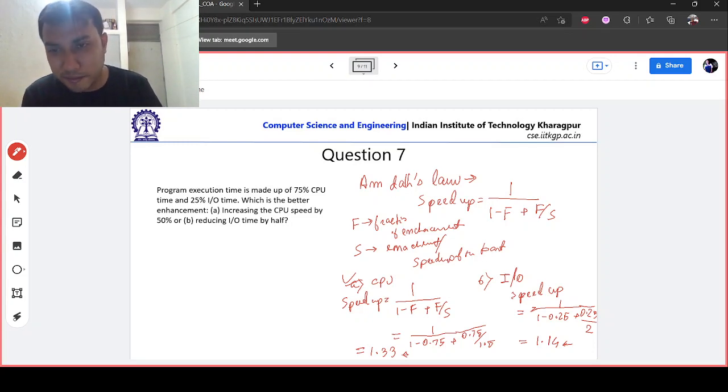So in this case, the better enhancement is increasing the CPU speed. This is a basic application of Amdahl's law. This is how this theory is applied to various operations like this.